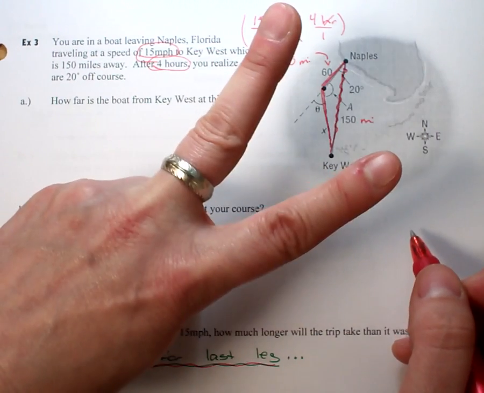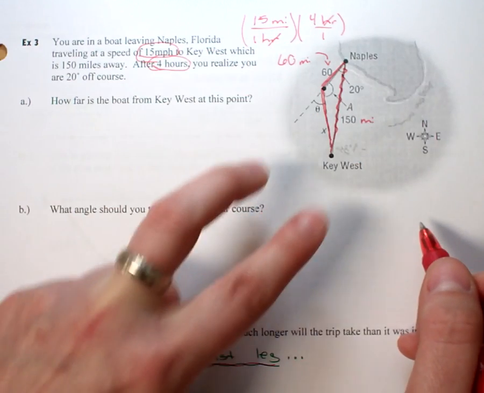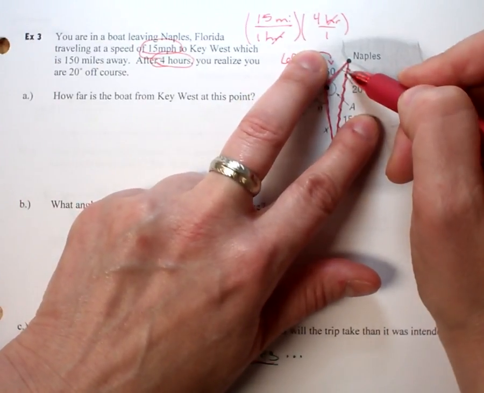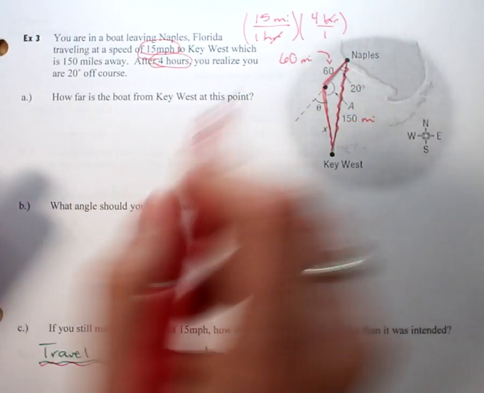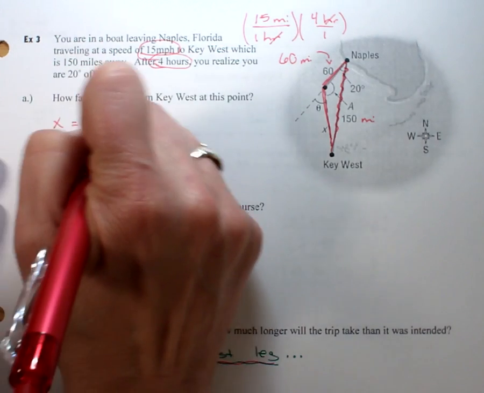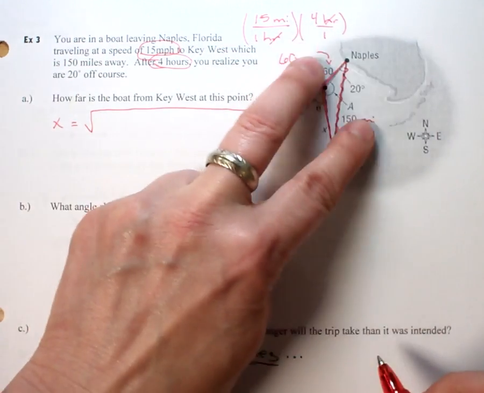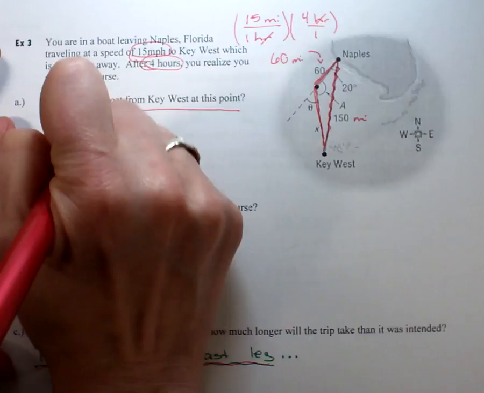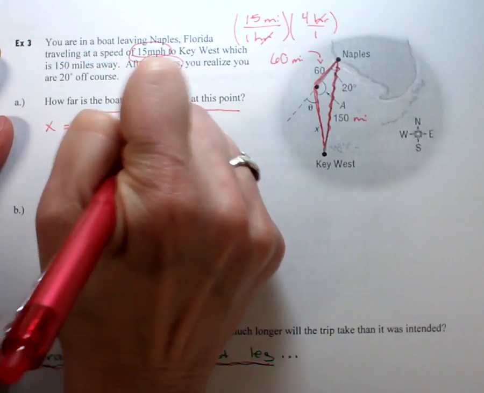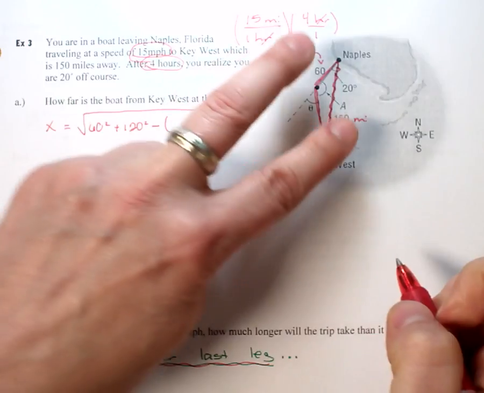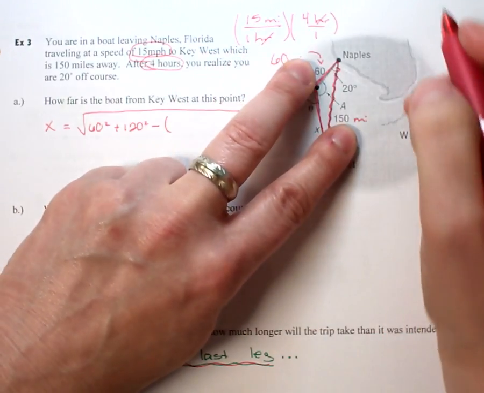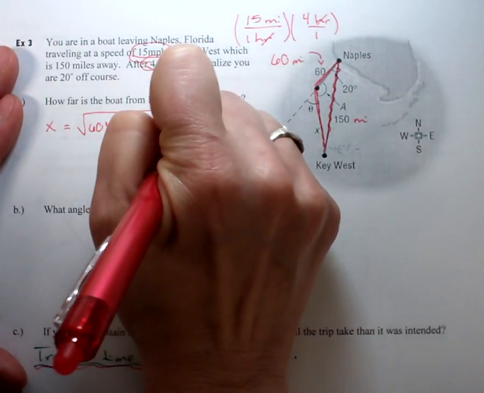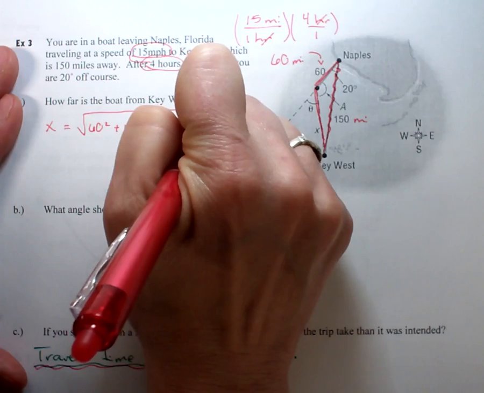So grab those piece fingers, place them on here. What we know are these two sides right here and this angle. So we're solving for a side. So if we're solving for our side, we can set up our great big square root. Remember, piece fingers first. We're going to square them and add them together. 60 squared plus 120 squared minus. Now we're going to subtract 2 times our piece fingers. So 2 times 60 times 150.